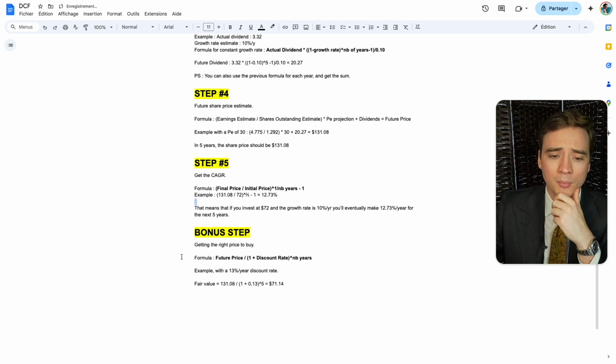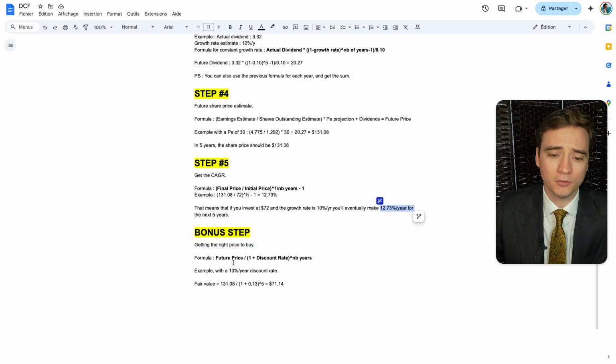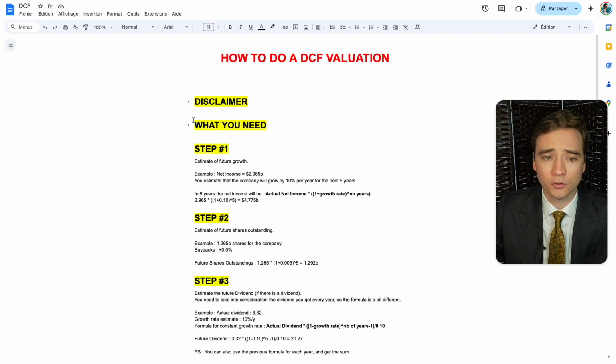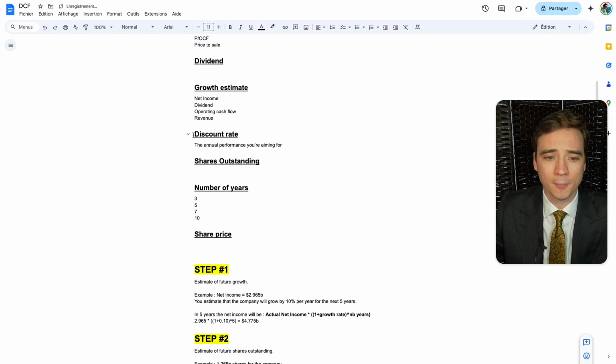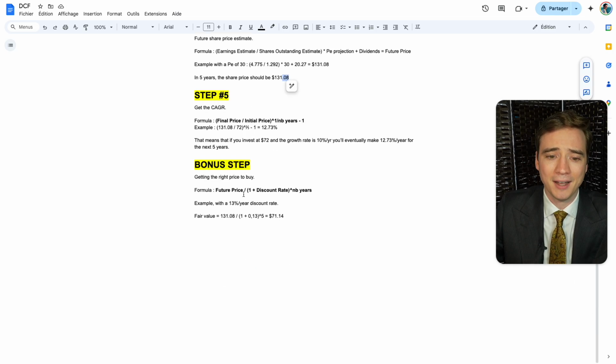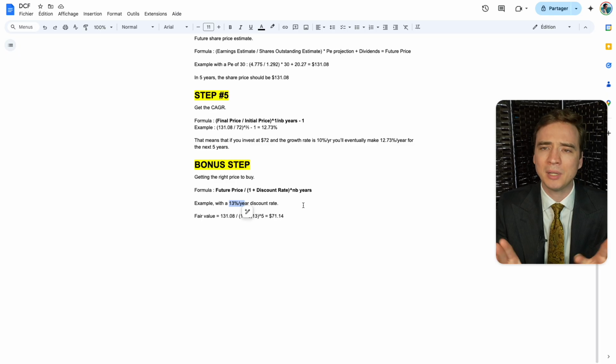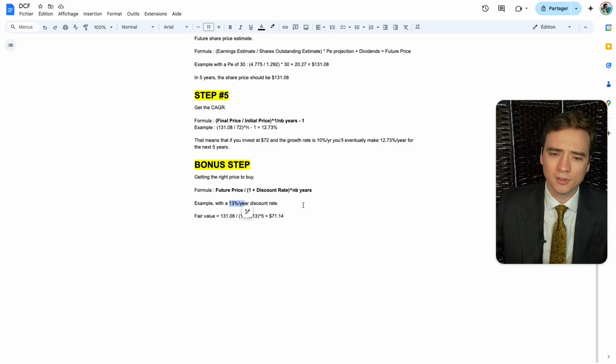A little bonus step is to know the right price to buy. Like you have this estimation, but you want to know, okay, at which price I need to buy. So for this, you will need the discount rate that we saw here. So the discount rate is the annual performance you're aiming for, okay? The formula is future price, so 131 here, divided by 1 plus the discount rate, exponent number of years. So we want a 13% discount rate. I'm using 13% because like this I have a kind of big margin of safety. The market generally is aiming for 10%, so that's why I prefer to use 13%.